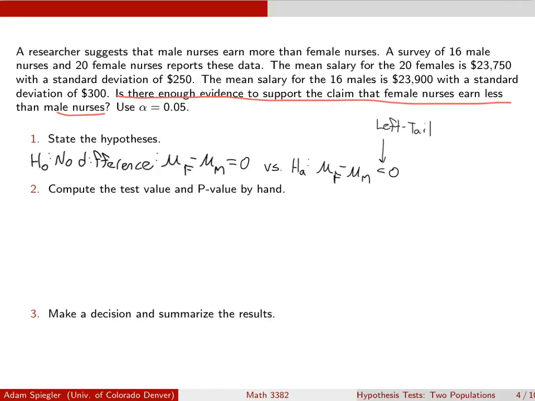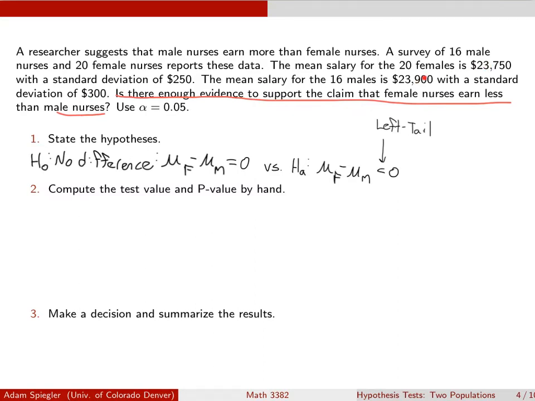And so the next step is to calculate the test value and then the p-value, and that's going to depend on the samples that we've collected. And so what we've collected from this survey is 16 male nurses and 20 female nurses responded to the survey. And out of the 20 females, they had a mean salary a little over $23,000 with a standard deviation of 250. And from the group of 16 male nurses, we can see that that salary was greater than the female salary, and it had a standard deviation of 300.